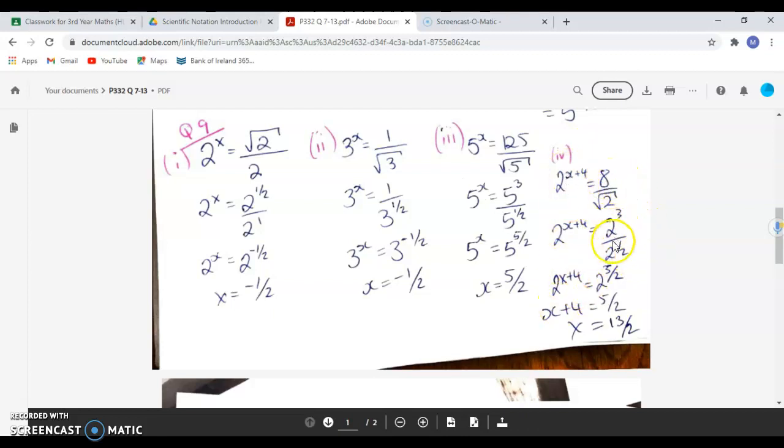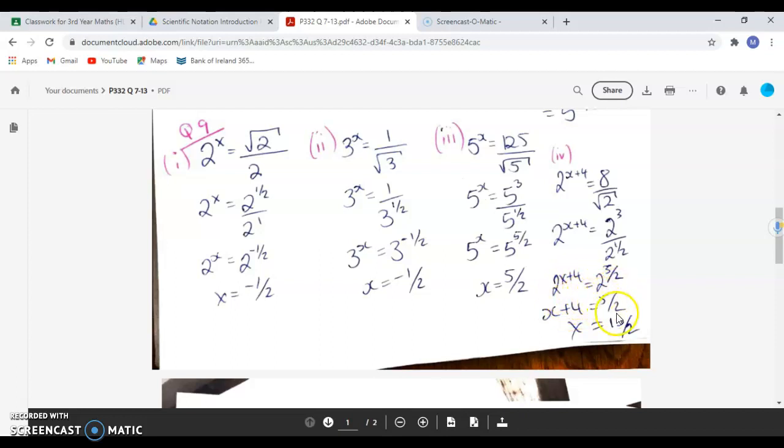8 can be rewritten as 2 to the power of 3. Root 2 can be rewritten as 2 to the power of a half. That should be a little half up high now. It's kind of written a bit too big there for my liking. So it's 2 to the x plus 4 is equal to 2 to the 3 take away a half, which is 5 over 2. So you say x plus 4 is equal to 5 over 2.